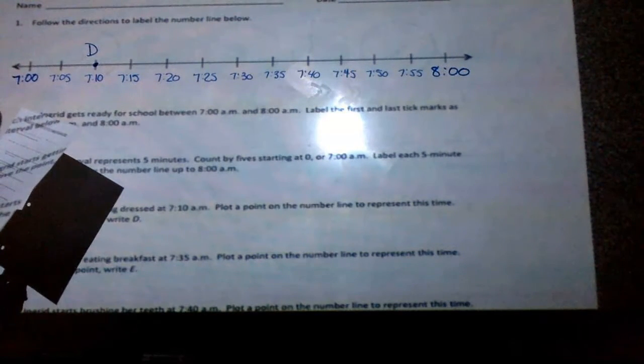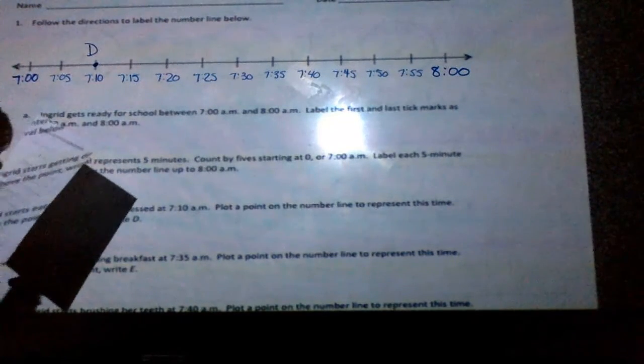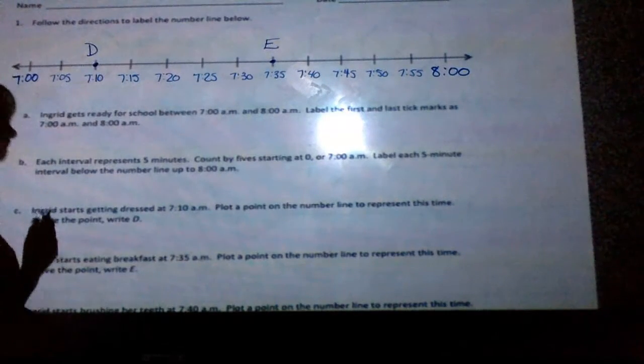Next, D says, Ingrid starts eating breakfast at 7:35. Plot a point on the number line to represent this time. Above the point, write E for eating. 7:35. Right where the tick and the number line match, right at the cross part. Right where they cross, put a dot, that's plotting a point, and you write E for eating breakfast. That's where she eats breakfast.